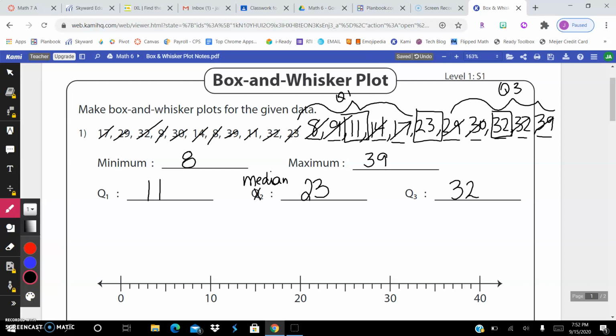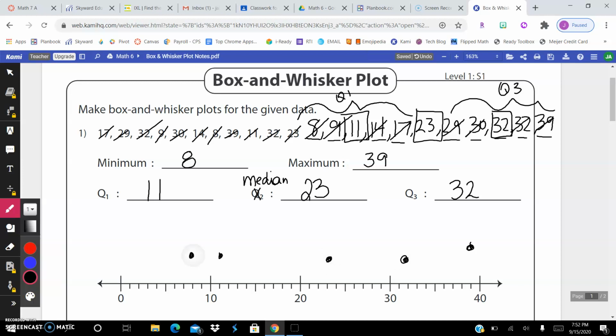So now we have the hard part done. We got our 5 numbers. We need to put them on this number line below. The minimum and the maximum get dots, and we want to put them above our line. So I need a dot at 8. There's 8, and I need a dot at 39. Okay. And then we need a dot at 11, a dot at 23, and a dot at 32.